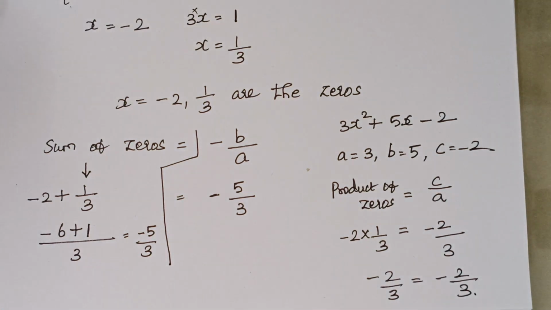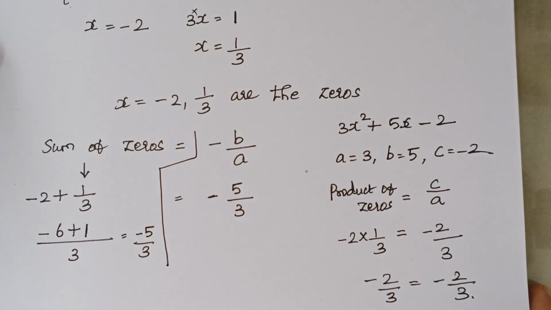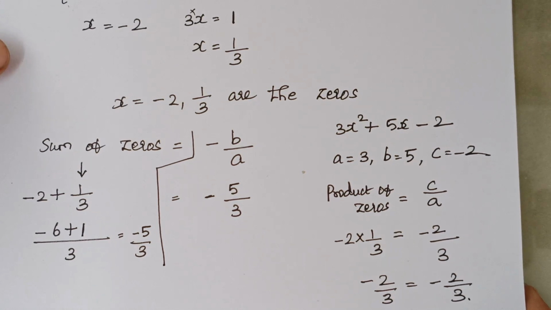So therefore, here the relationship between the zeros and coefficients is finally verified, right? Hope you people understand this problem.